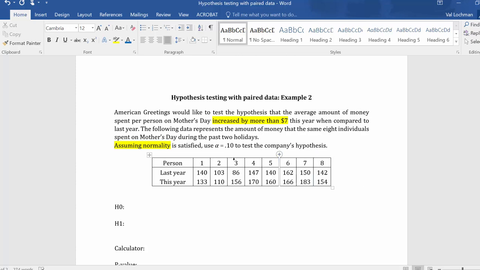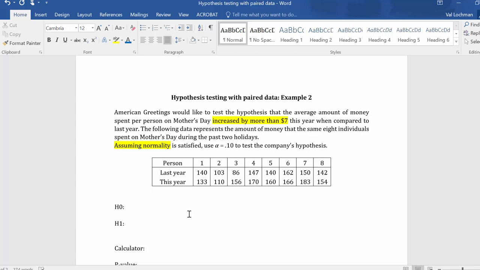And if you inspect these numbers right here, you will see that in most cases, people did spend more money this year than last one, right? So for example, person number 3 almost doubled their budget. This person right here spent 23 more dollars. This person spent 20 more dollars. So you can see there's actually some ground for hypothesis testing in this case.